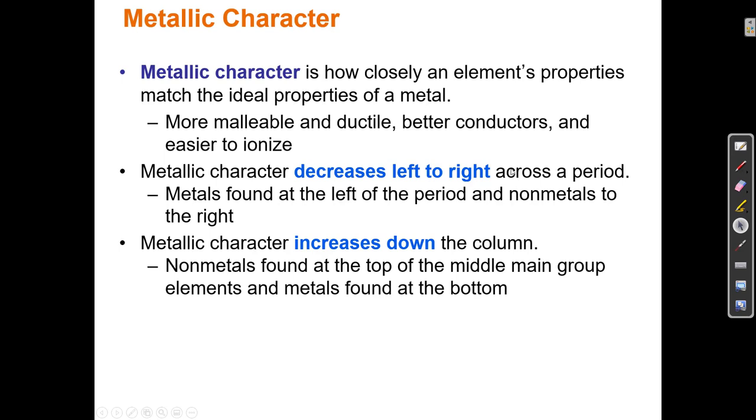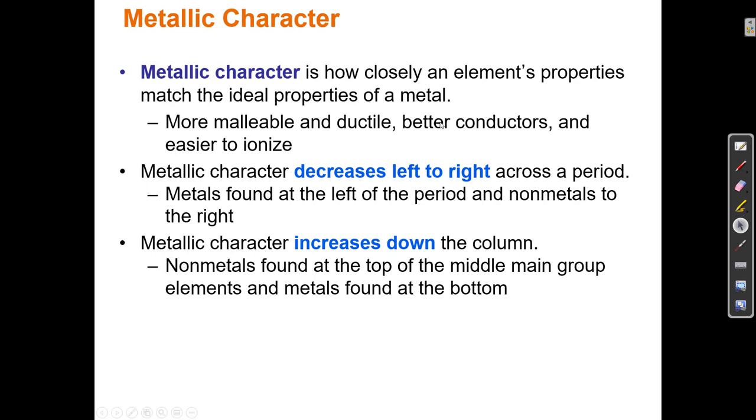Metallic character is how closely an element's properties match the ideal properties of a metal. The properties of a metal are being malleable, which is where you can hit it with a hammer and it will become flat. Metals are ductile, which means that you can pull them, like between your hands if you were really, really strong, and you could pull the metal into a wire. If you try to pull a rock and you put enough pressure on it, it will just break. But if you try to pull a metal, it will get thinner and thinner and kind of pull into a wire.